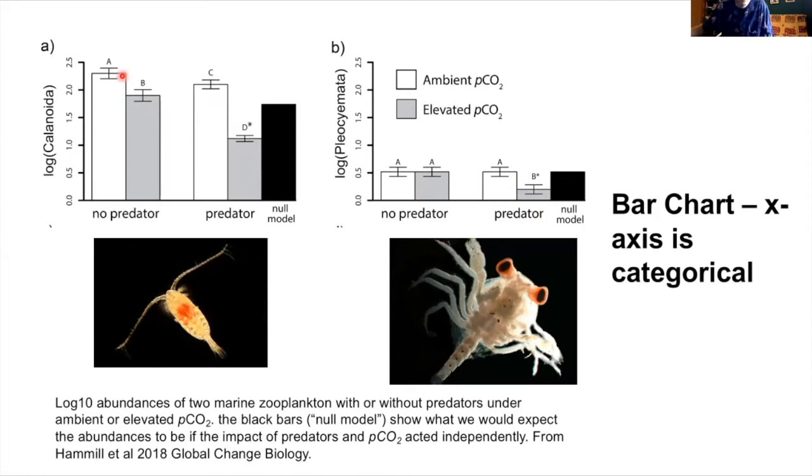So generally, what we can say is predators seem to eat copepods. Increased CO2 is bad for copepods. Increased CO2 and a predator is very bad for copepods. And we can see in crabs, CO2 on its own doesn't have an effect. Predator on its own doesn't have an effect. Both together, big effect. So we can understand what's going on. Okay.